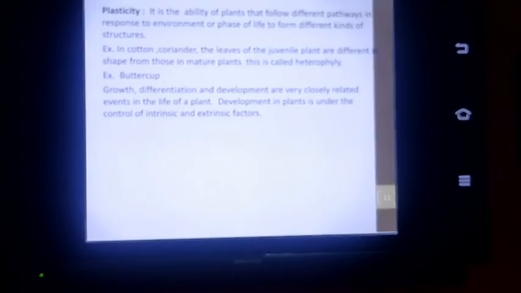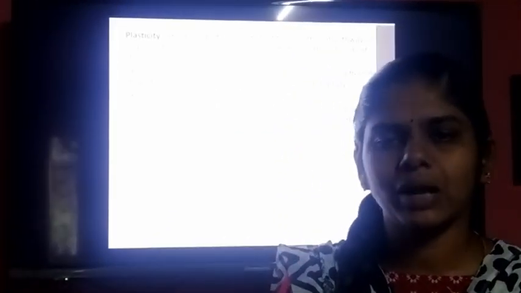Root, stem and leaves are all the vegetative parts of the juvenile phase or vegetative phase. So vegetative phase means it is the time when there is development of only the vegetative parts of the plant body. Root, stem and leaves are the vegetative parts of the plant body. The plant grows particularly in this state, which is called the vegetative phase or juvenile phase.